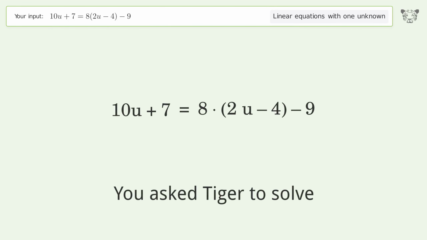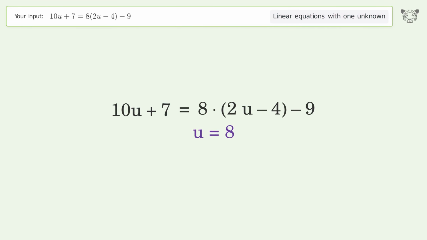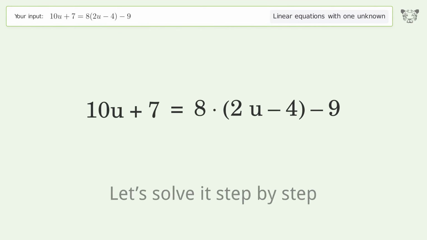You ask Tiger to solve. This deals with linear equations with one unknown. The final result is u equals 8. Let's solve it step by step.